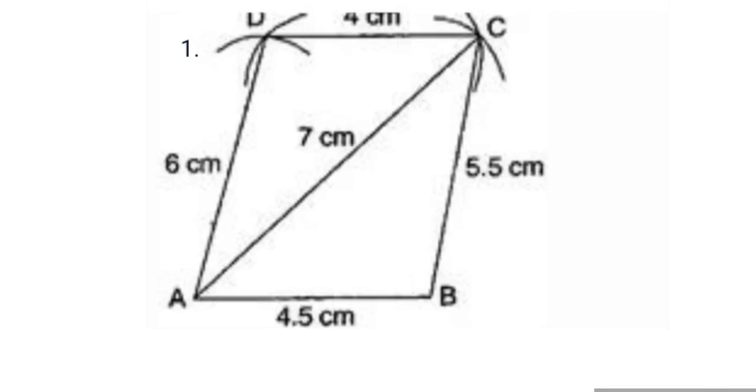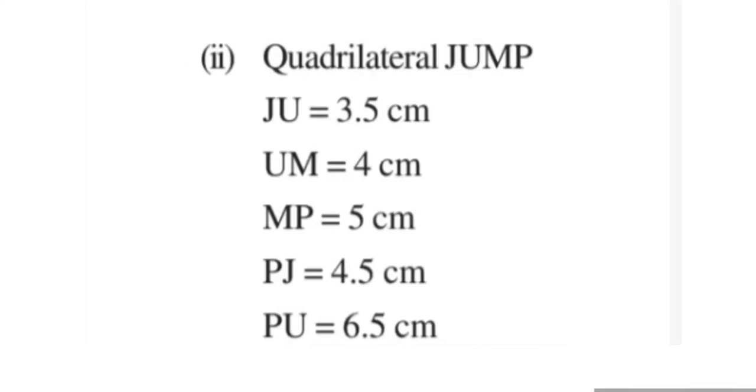Now join BC and AC. Now draw an arc of radius 6 centimeter from point A and draw another arc of radius 4 centimeter from point C which intersects at D. Now join AD and CD. Now it is the required quadrilateral ABCD. Now see the number 2.